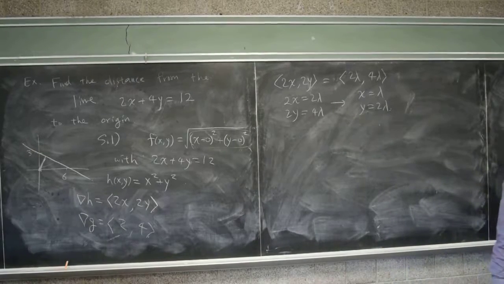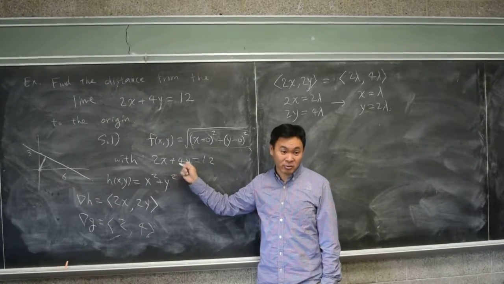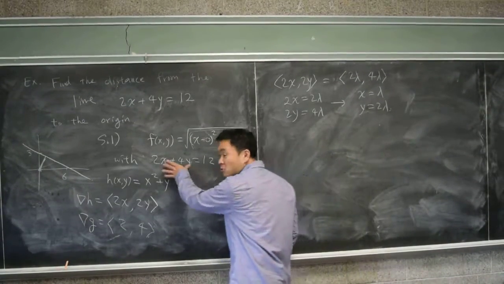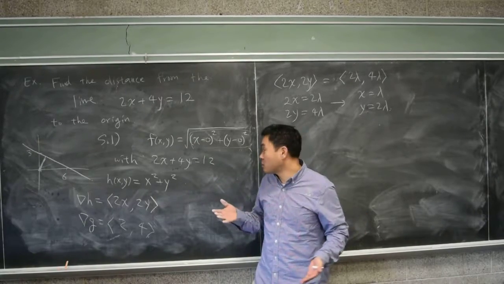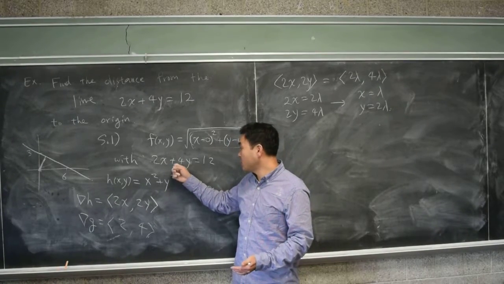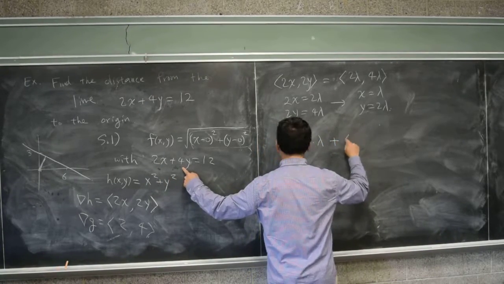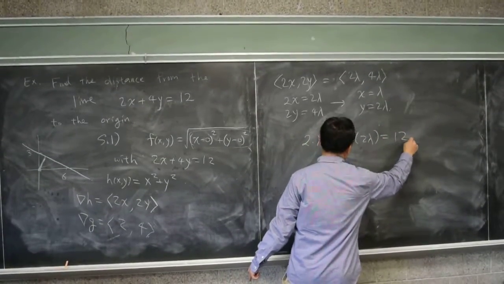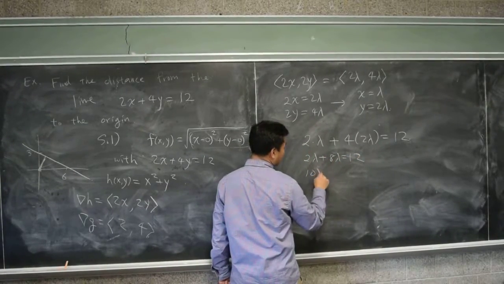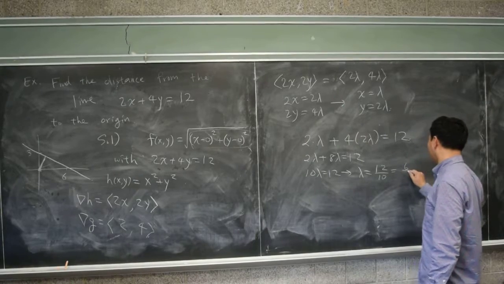Now what do you do after this? You have to consider your constraint as the third equation, right? So once you solve the Lagrange multiplier equation, always go back to your constraint and use that. If you solved the Lagrange multiplier problem without using the constraint, you're doing something wrong, okay? You have to make sure that this is satisfied. So let's plug that in here. You get 2 times lambda plus 4 times 2 lambda is equal to 12. That's 2 lambda plus 8 lambda equals 12. So that's 10 lambda equals 12, giving you that lambda must be 12 over 10 or 6 over 5.